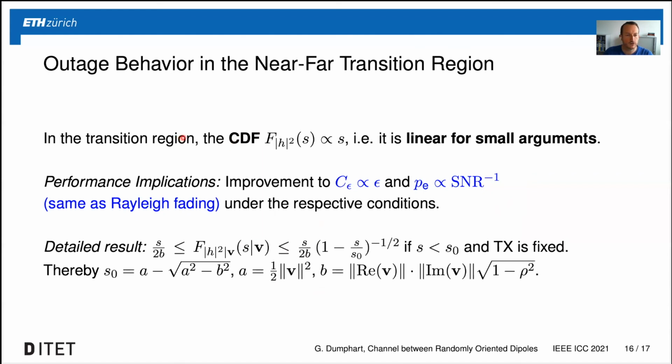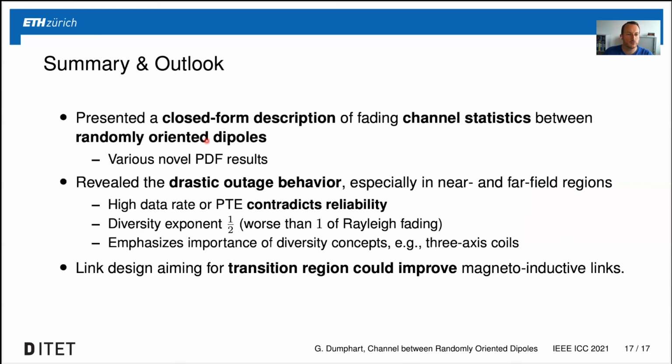And let me just summarize my talk now. What did we present? We presented a closed-form description of the fading channel statistics between randomly oriented dipoles. And of course, the main focus application is magnetic induction, which can often be modeled by dipoles. We presented various novel PDF results for the marginal distributions of alignment factors and for the ellipse and the rhombus. And we revealed the drastic outage behavior, especially in the near and far field regions.